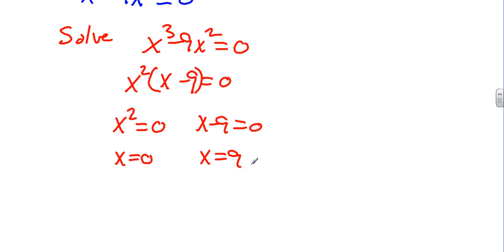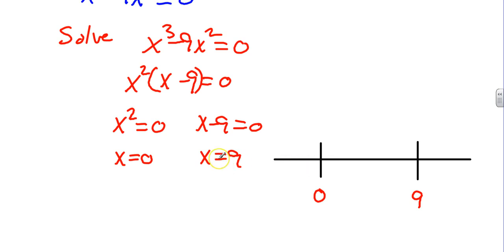So for this one, we've only got 2 boundary points. Zero and 9. Okay, so everything to the left of 0, pick any negative number we want here and plug it in. Negative 1. All right.